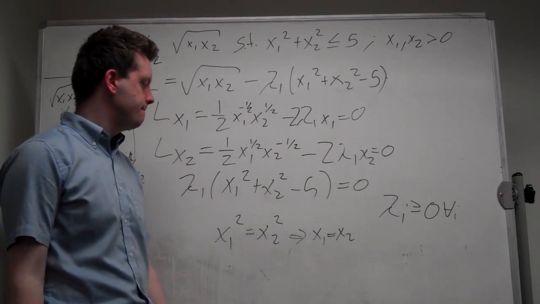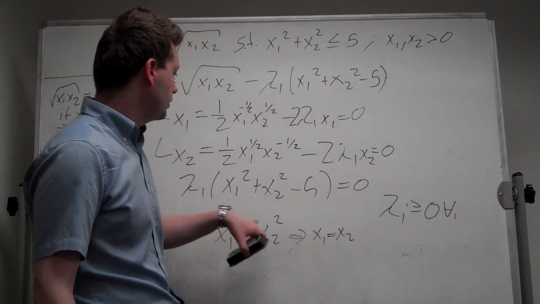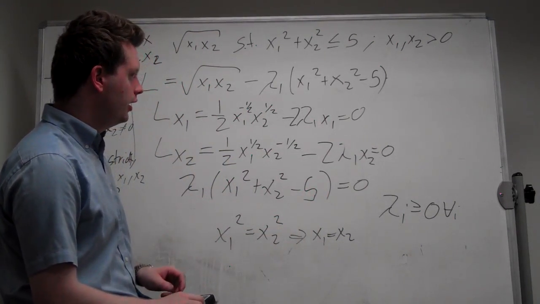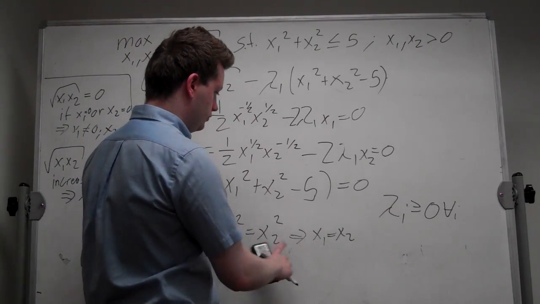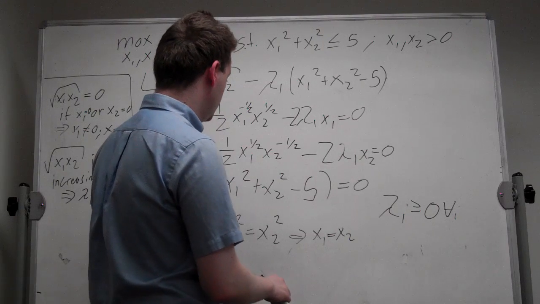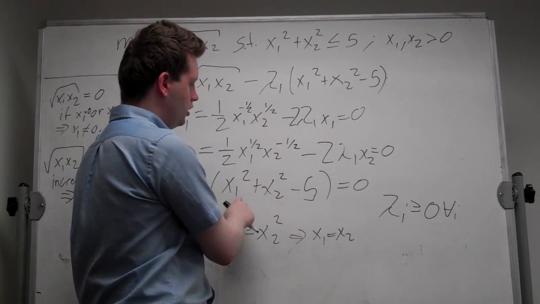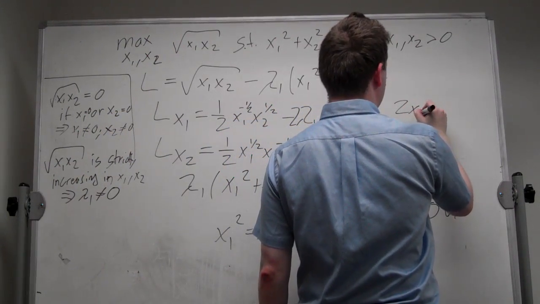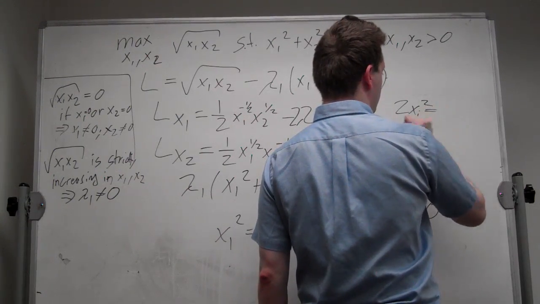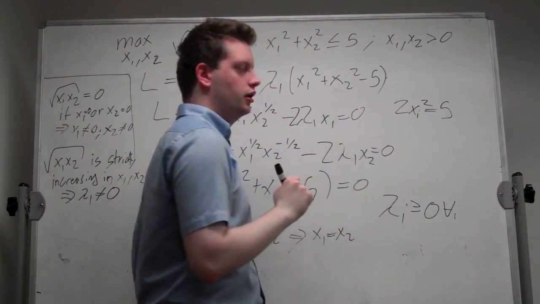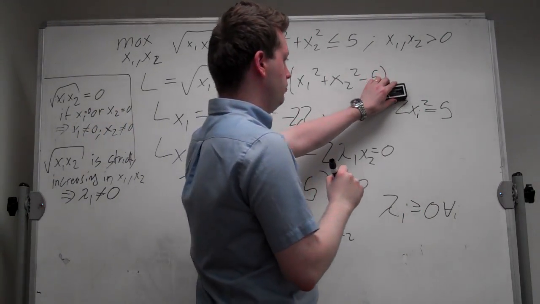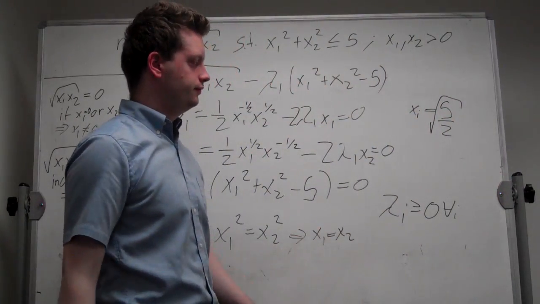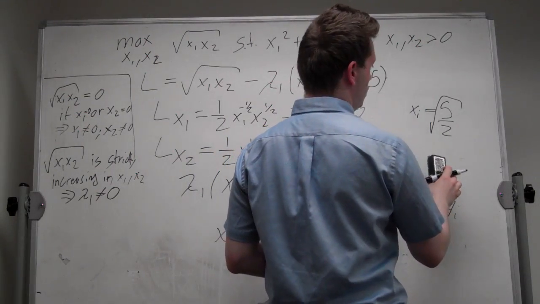Okay? Now that we've set those two equal, we can plug them into this binding constraint, and we will find that both x1 and x2, right? So in this constraint, if we square this term, we know that the two are equal, so we get 2x squared, xi squared is equal to 5, right? So we can divide by 2 and take the square root, and we get x1 equals x2 equals the square root of 5 over 2.